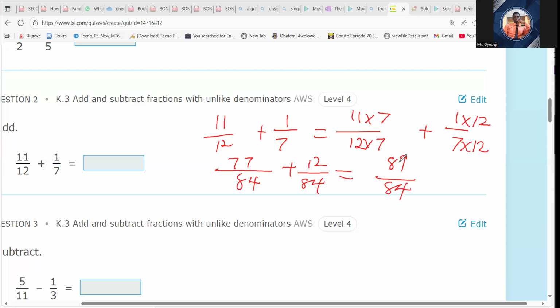Now we can leave it like this, or we can convert to mixed fractions. That's one whole number. How many 84 can I see in 89? Just one. Remainder 5 over 84. We can leave it like that.